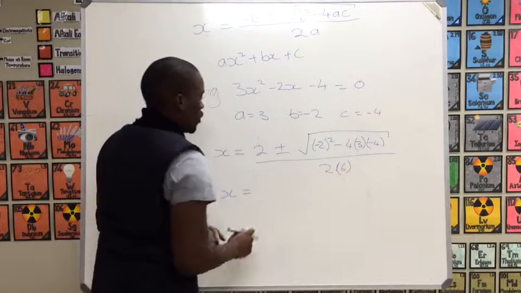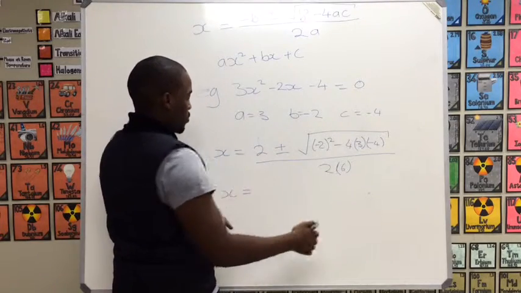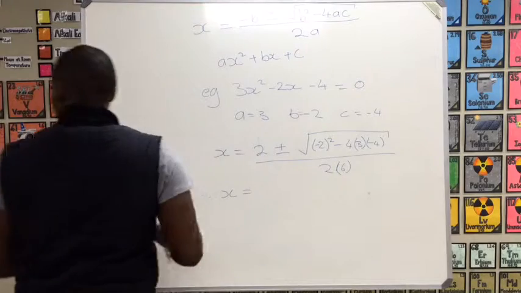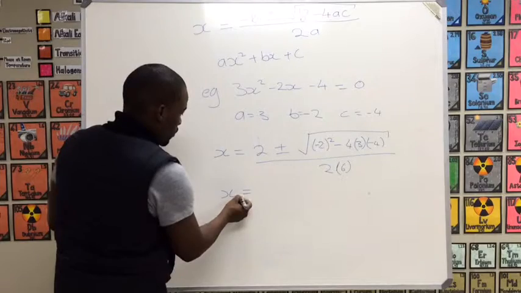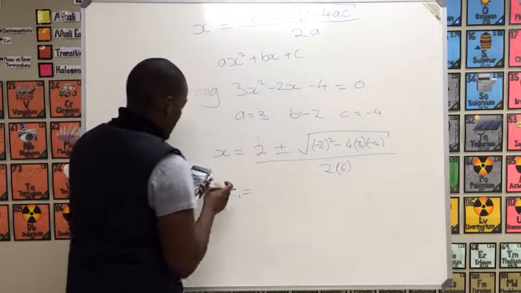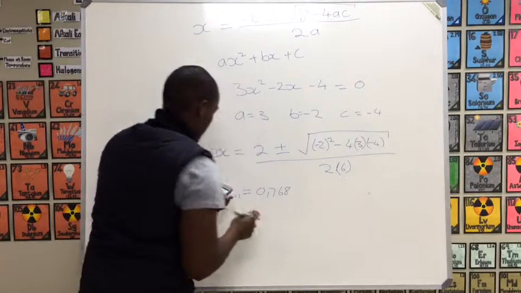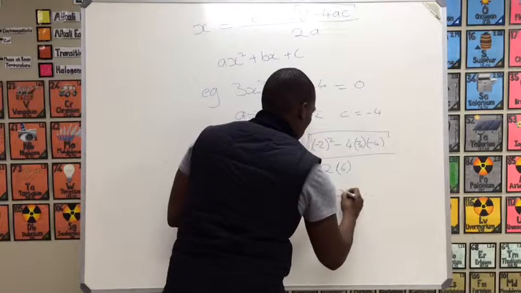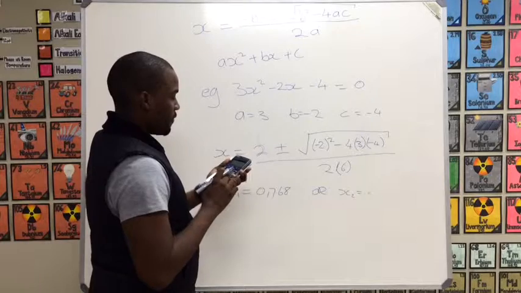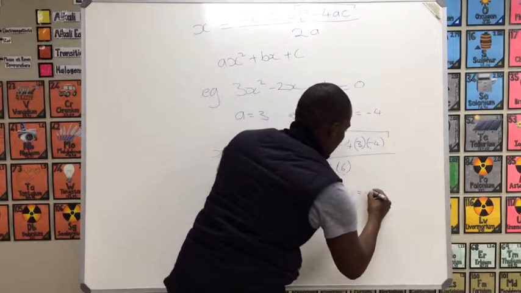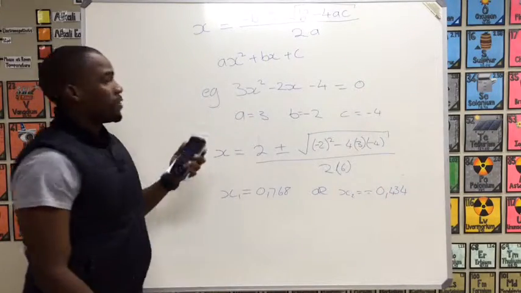And then this will give us two answers. We're going to say 2 plus that divided by this, and 2 minus that divided by that to get two answers. So let's quickly find the answer for that. My one answer becomes, I'm going to write this now in decimal form, 0.768, and then my other answer, I will call that x subscript 2. What I need to do is change the plus to a negative, and then I end up with negative 0.434. And it's as simple as that.